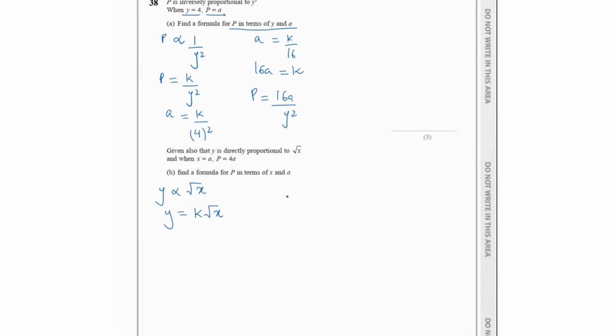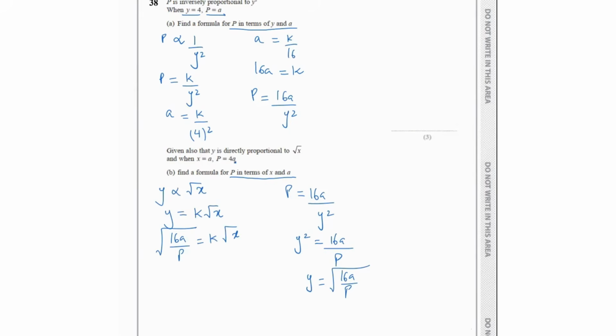So we know that p is 16a over y squared. They want a formula for p in terms of x and a. So if I make y the subject over here, this is what I have. To replace y with this, root of 16a over p equals k root x.